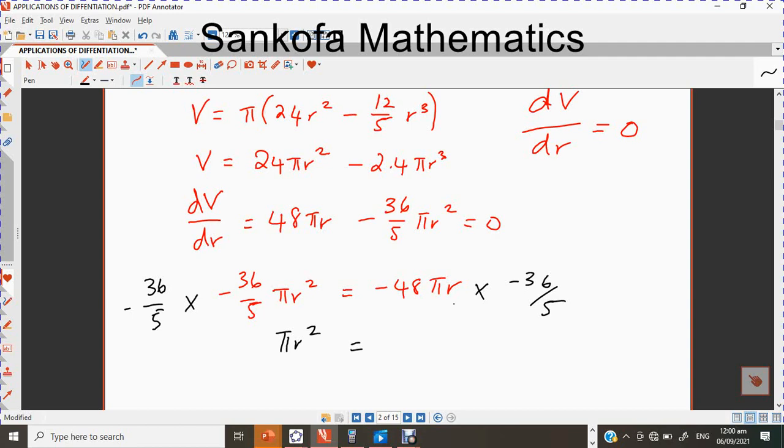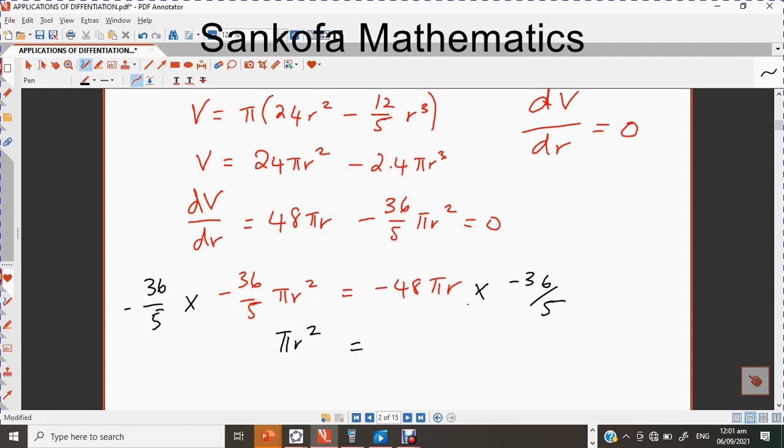again, you can grab your calculator. So you'll have 48, then you multiply that by 36 upon 5. Okay, that gives you some value. So 48 times 36 over 5. Okay, you get an answer there.